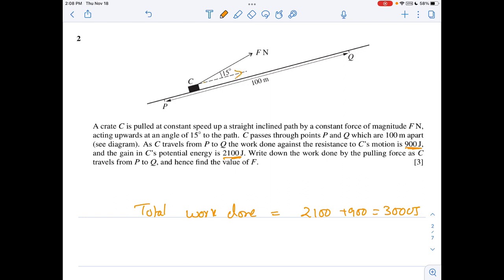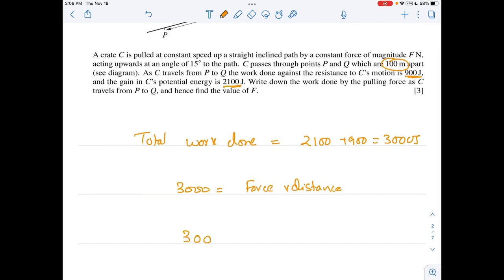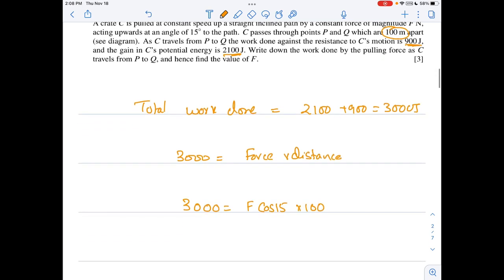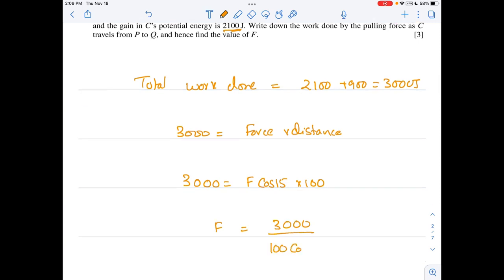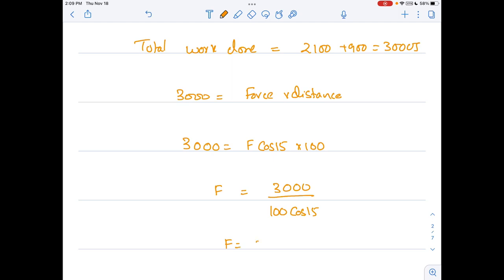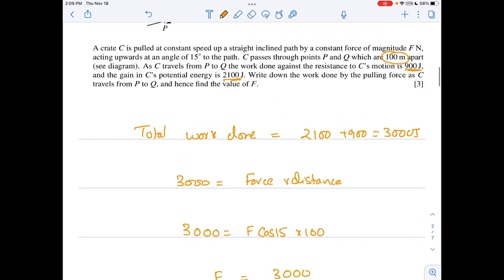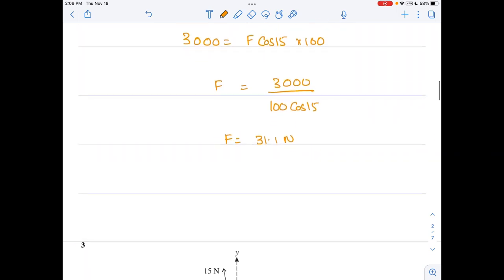So I resolve F parallel to the plane, which is F cos 15, and perpendicular to the plane, which is F sin 15. So work done is equal to force times distance. It has been pulled a distance of 100 meters. So 3000 is equal to F cos 15 times 100. From here, F is equal to 3000 upon 100 cos 15. So F is equal to 31.1 newtons. Find the value of F. That's it. Question number 2.